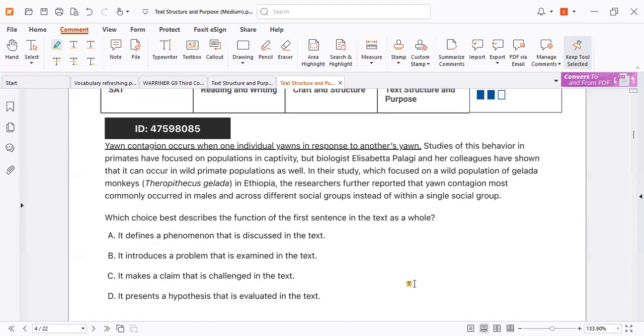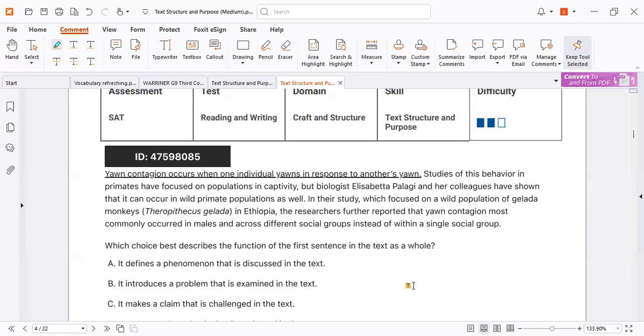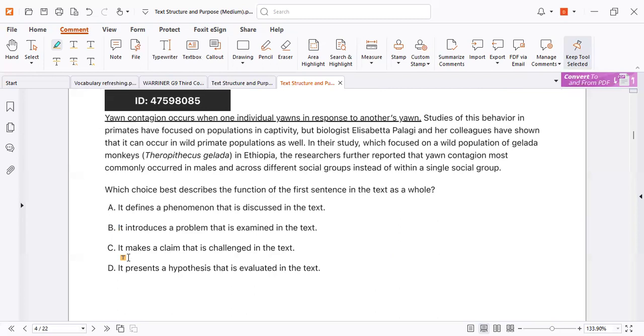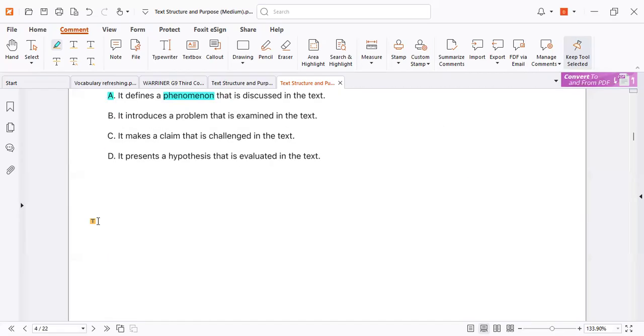The answer is A. A is the right answer. So A's correct. Number one, phenomena. What means when phenomena, it's something strange happened. And then they try to prove it. Catch it? And that is discussed in the text. Correct. Perfect.